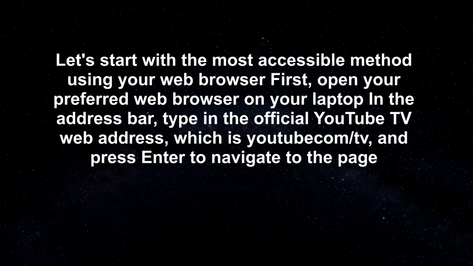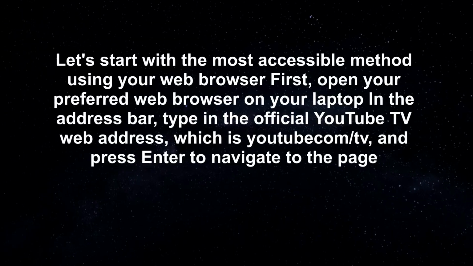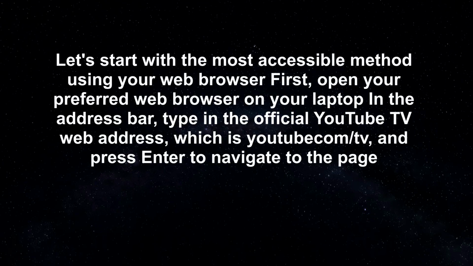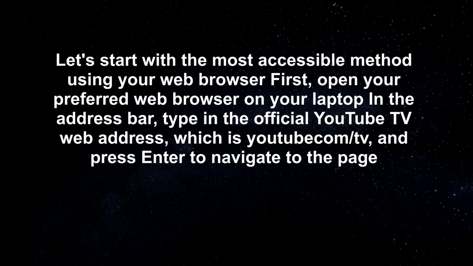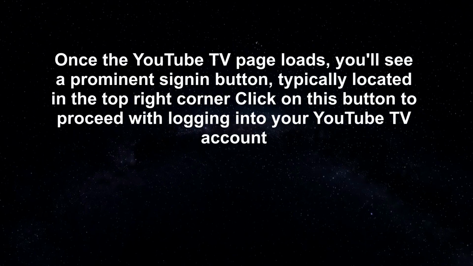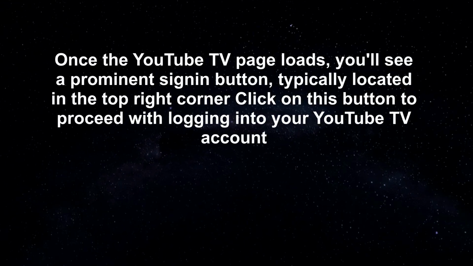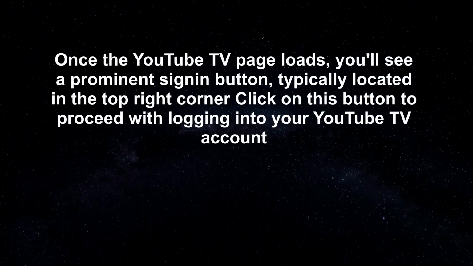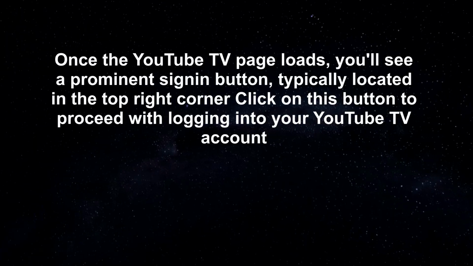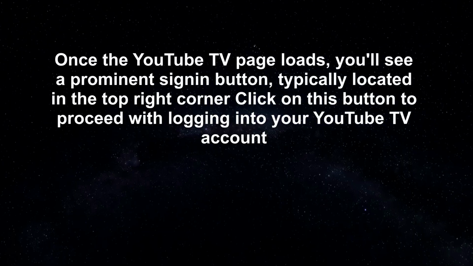Open your preferred web browser on your laptop. In the address bar, type in the official YouTube TV web address, which is youtube.com/tv, and press enter to navigate to the page. Once the YouTube TV page loads, you'll see a prominent sign in button, typically located in the top right corner. Click on this button to proceed with logging into your YouTube TV account.